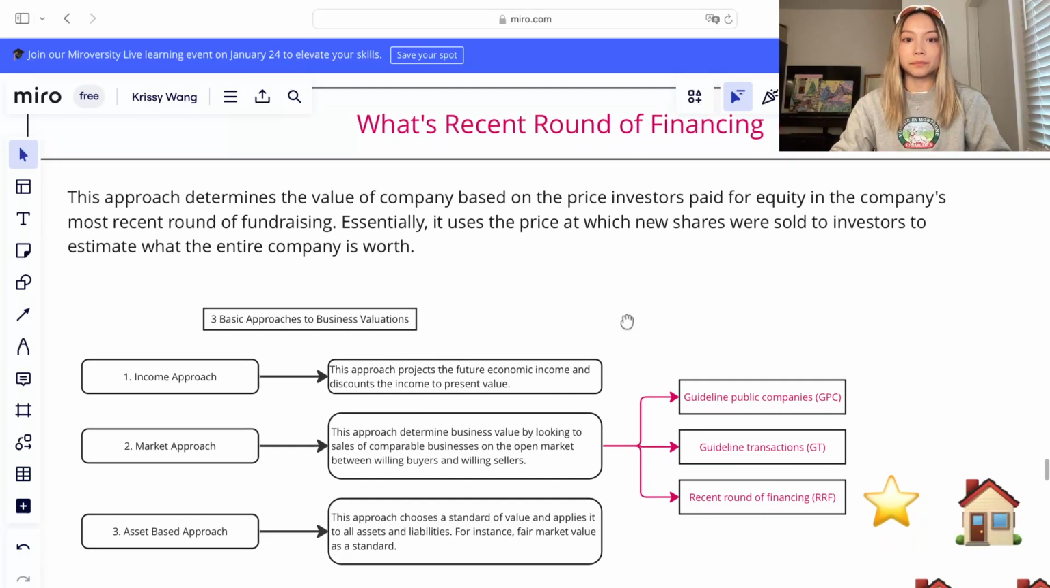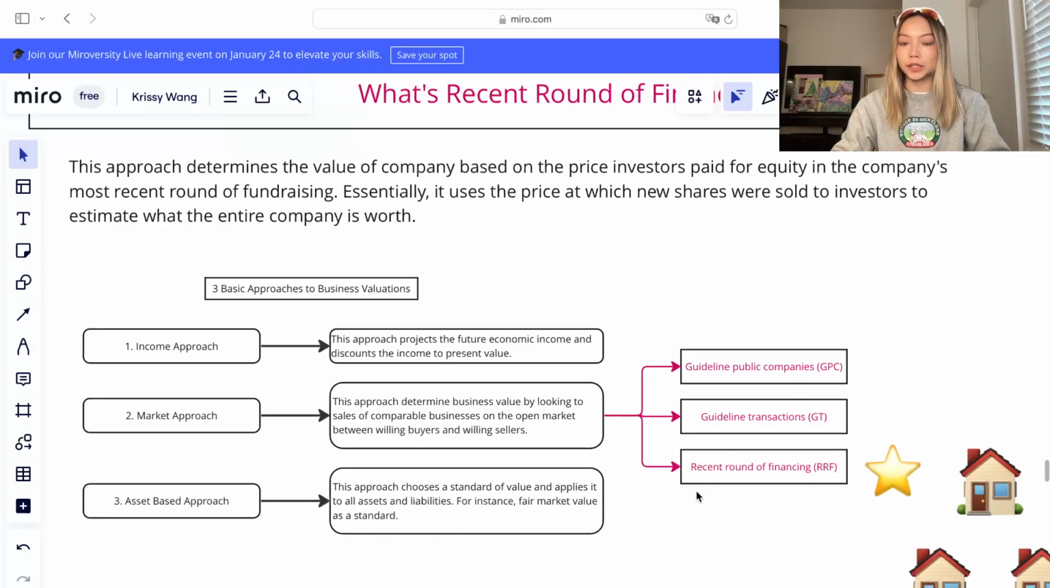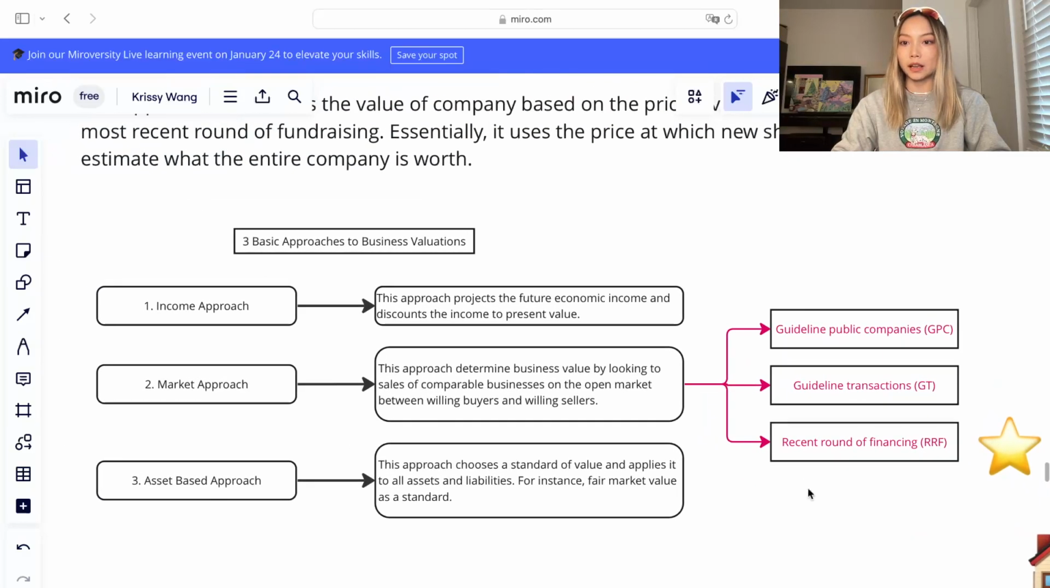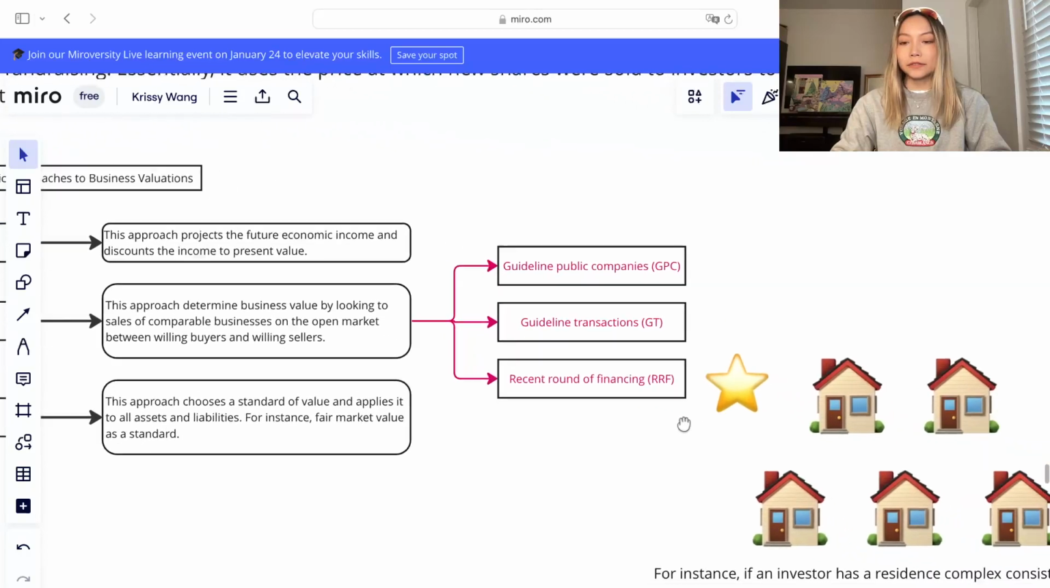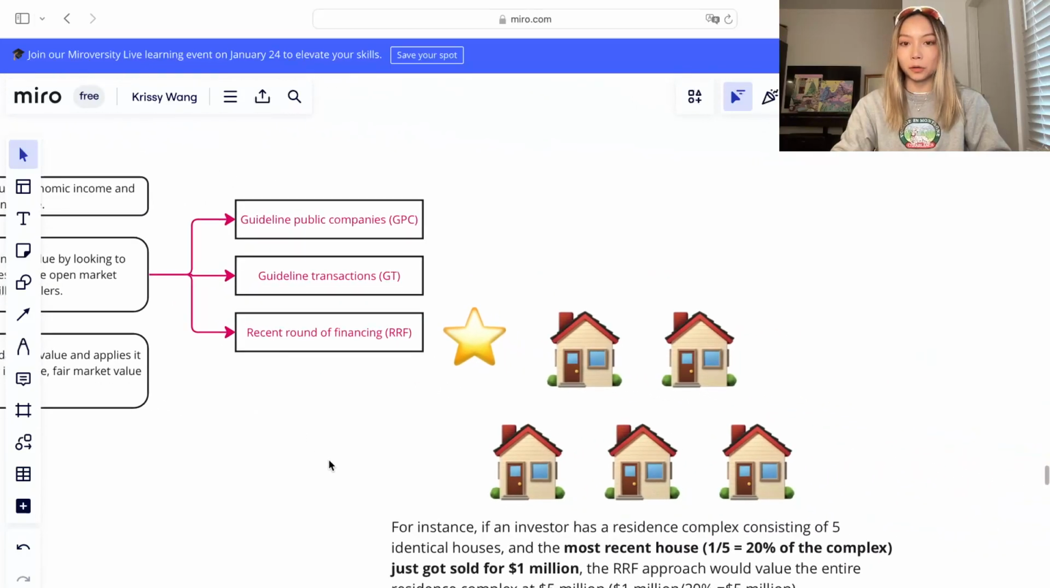In the universe of business valuation approaches, recent round of financing sits right here with GPC and GT under the market approach umbrella. And if you recall my very old friend Little House, I made 5 of these, so they're no longer just one house, they're now a residence complex. If the most recent house, one of them, just got sold for $1 million, the recent round of financing would put the entire residence complex at a valuation of $5 million. And that is 1 million divided by 20%. 20% is just 1/5 of the complex, and that gets you to $5 million.